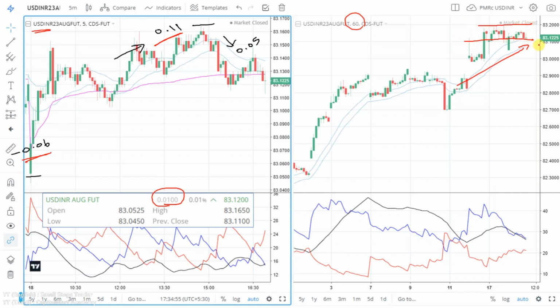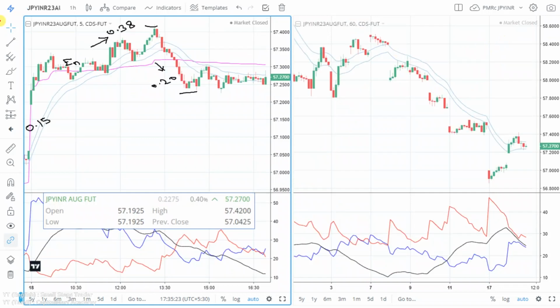We keep saying 83.10 is the immediate support and the resistance is 83.20. It has to break 83.20 for the next movement on the upper side, else it has to break 83.10 on the downside. If it breaks down, we can say a downtrend starts. Presently we cannot see a trend; it is in a sideways movement.